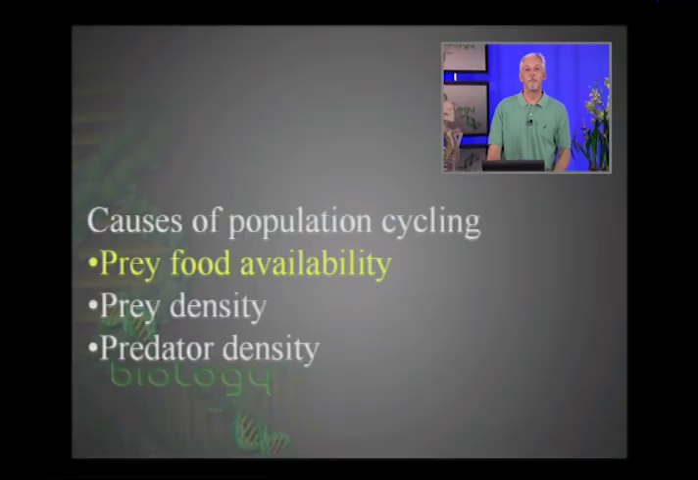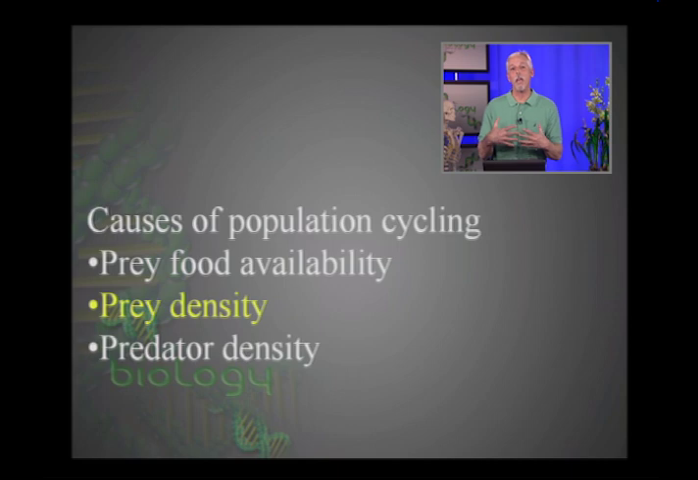Basically, now we have to go out in the ecosystem, study the food chains, and look at each one individually. But there are three factors that play a role in virtually all of these cycles. One of them is prey food availability. So again, to have an increase in population, you definitely have to have food. But because there's enough food doesn't mean that the population will sustain itself. Another factor is prey density.